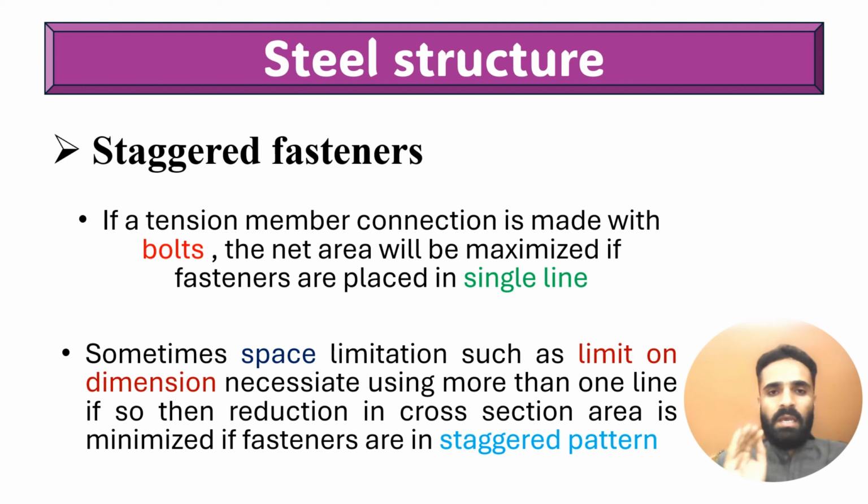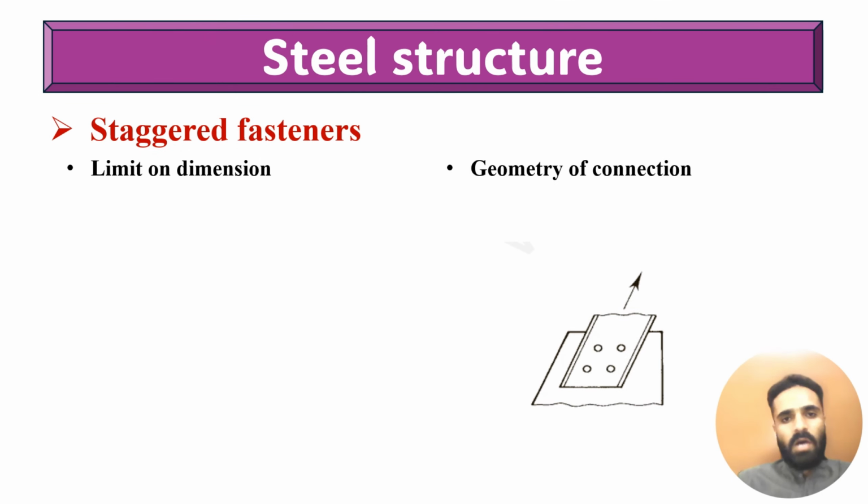If the net area is less, this means that the member cannot bear more load before failure. This is the main concept behind the net area: maximize net area, minimize net area. So remember this. Due to space limitation and the geometry of the element, we cannot provide the holes in a single row, so we will provide the holes in a staggered pattern. This is very important to understand the whole concept of providing holes in a staggered or parallel pattern rather than in a single line.